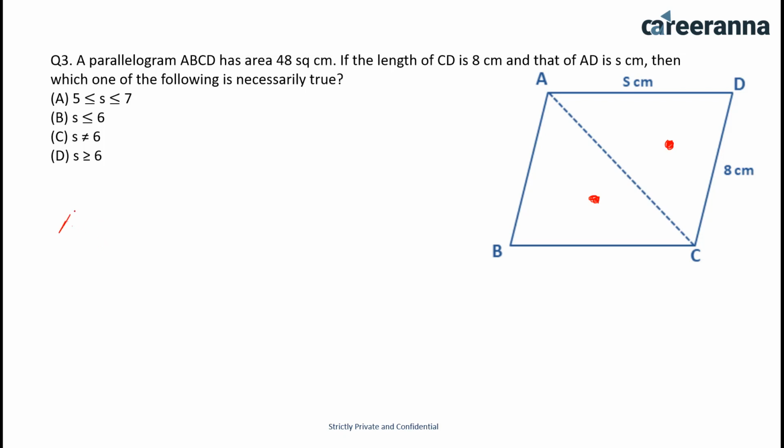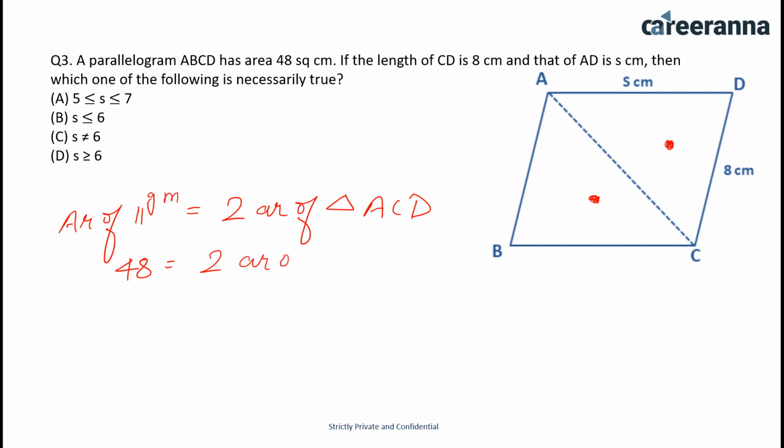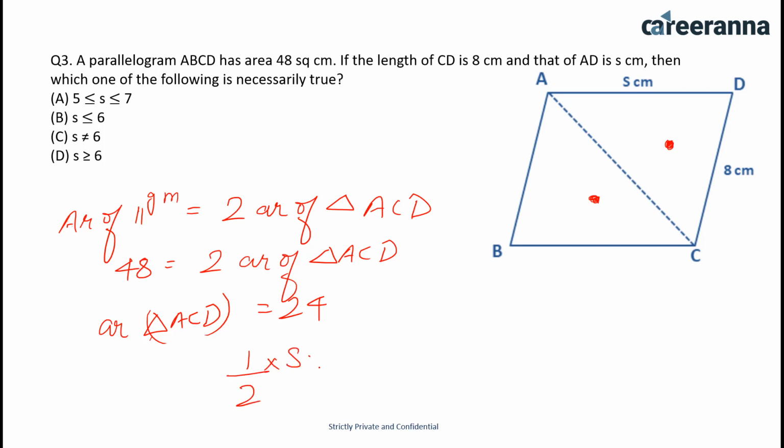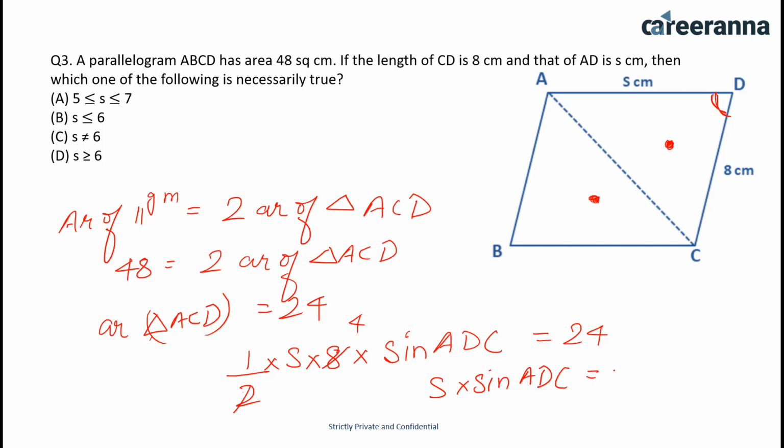So I can say area of parallelogram is equal to twice the area of triangle ACD. So area of parallelogram is 48, twice the area of triangle ACD. So area of triangle ACD comes out to be 24. So area of triangle can be calculated as half into S into 8 into sine of the angle between these two sides, so sine of angle ADC. This turns out to be 24. Now this is 4S, S into sine of angle ADC is nothing but 6.